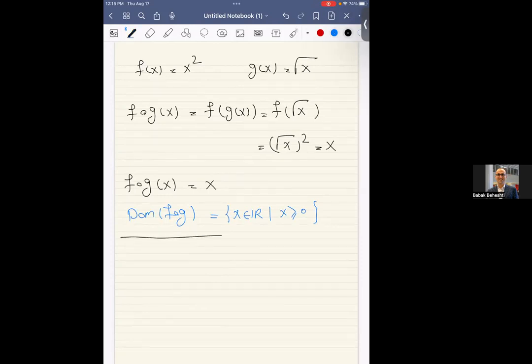How about g of f? G of f is different. G of f of x, because here first f acts. So it's g of x, g of f of x. So it's g of x squared. Because first f acts, there is no restriction on x.